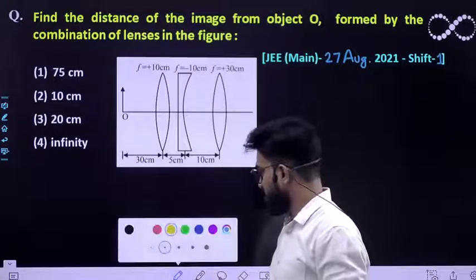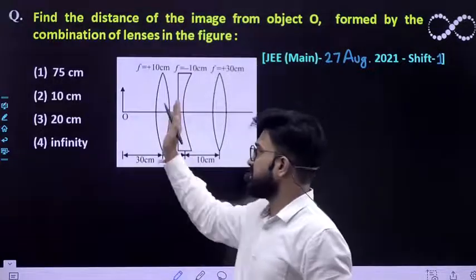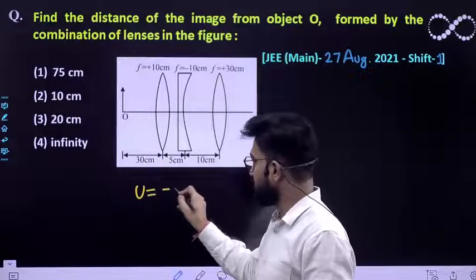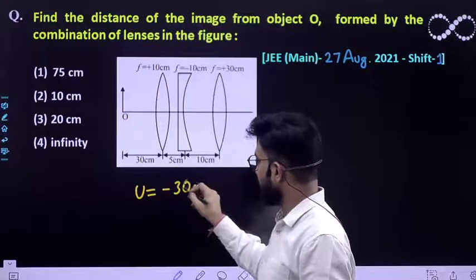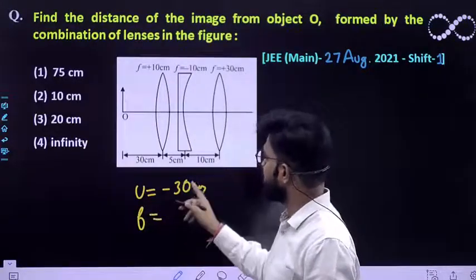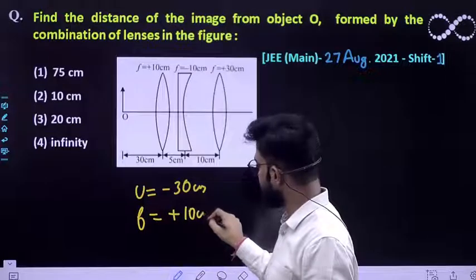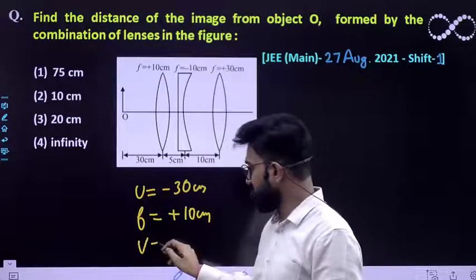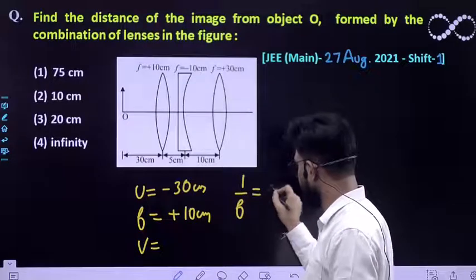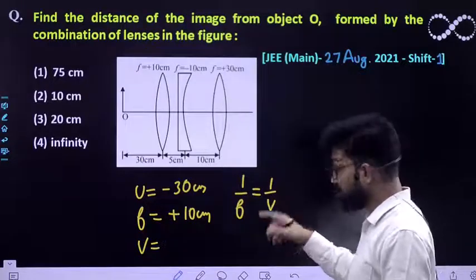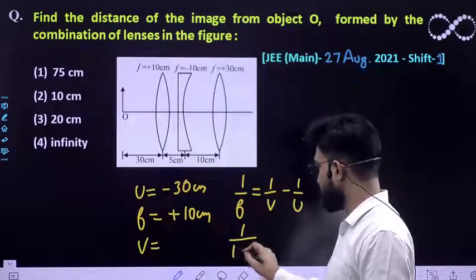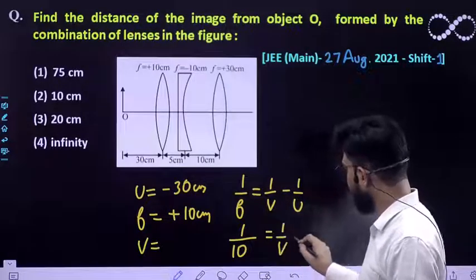First of all, if an object is placed at a distance of 30 centimeters, so the u distance is minus 30 centimeter from the first lens, and the focal length is given as plus 10 centimeter. You can easily find out the value of v from the relationship 1 upon f is equal to 1 upon v minus 1 upon u. So it would be 1 upon plus 10 is equal to 1 upon v minus 1 upon u.